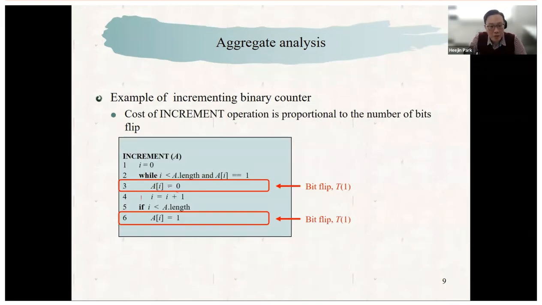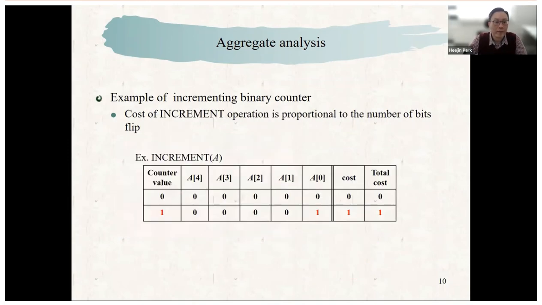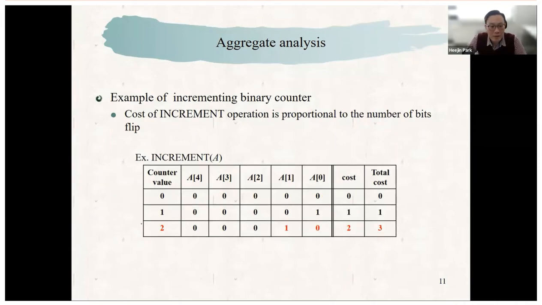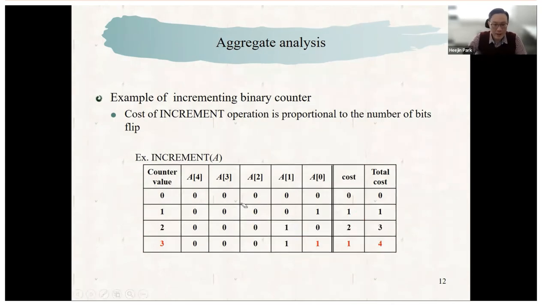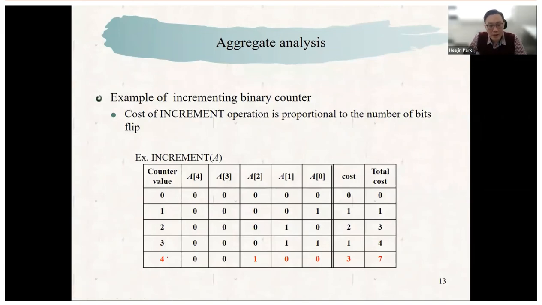Okay, assume that the main cost of incrementation is these two lines, the bit flip. And let's calculate the cost and total cost. Initially, it is 0, and then it is converted to 1, and only one bit is flipped, so the cost is 1. And next, from 1 to 2, 2 bits are flipped. The cost is 2 in this incrementation, so the total is 3, 1 plus 2. And next, from 2 to 3, only one bit is flipped, so the cost is 1. The total is 3 plus 1, which is 4. And this time, 3 bits are flipped, so the cost is 3, and the total is 7.